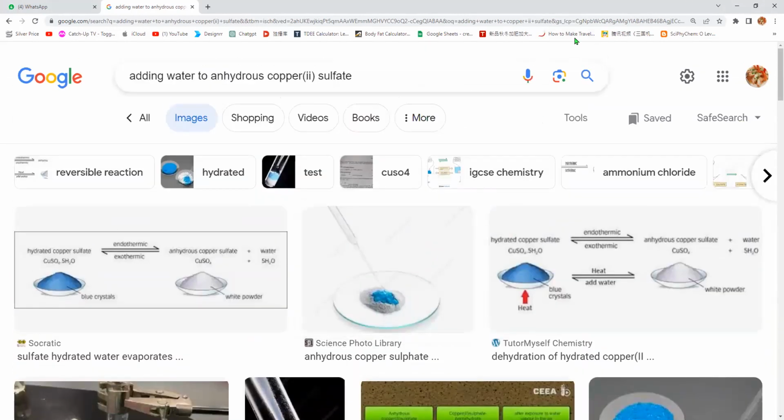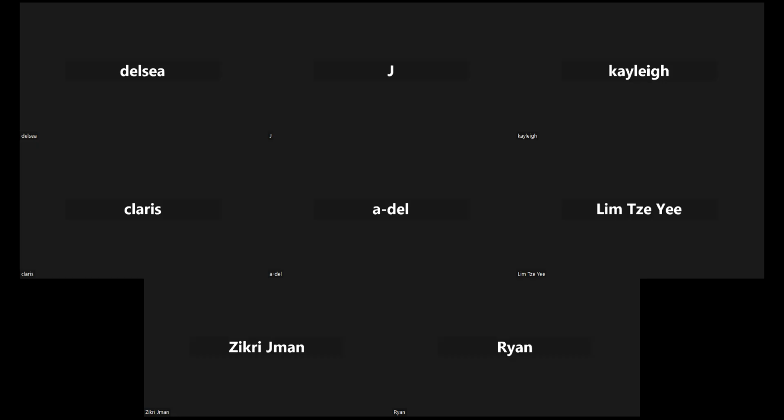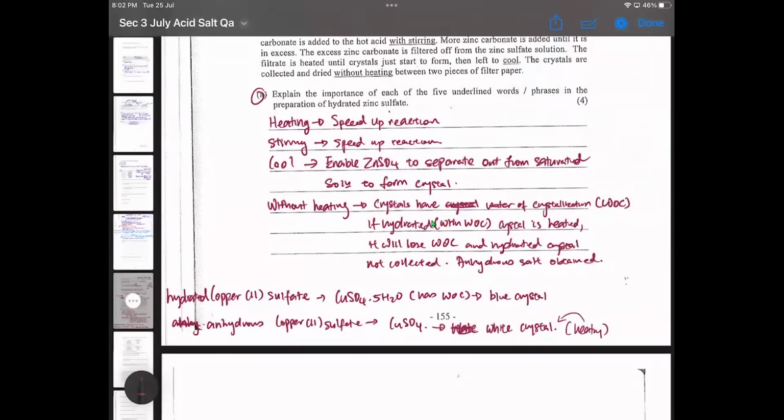Let me go back to the iPad and take a look at this. I'll write it down for you. So this anhydrous copper 2 sulfate, we say can be used to test for water.